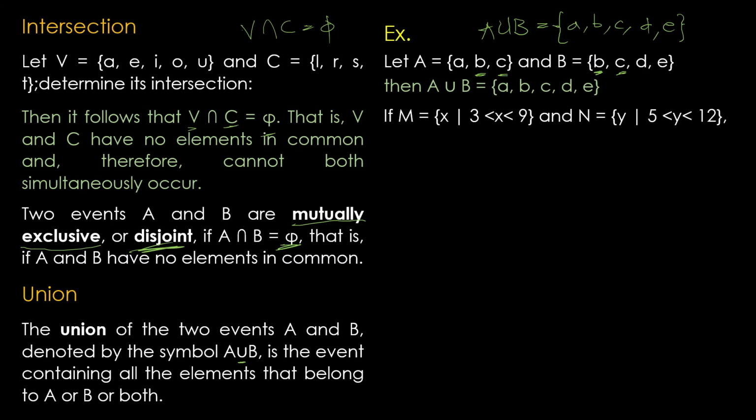Next. If M, we're going to use the rule method. If M is the set of all X such that X is in between 3 and 9, and event N is equal to the set of all Y such that Y is in between 5 and 12, the question is, what is the union between event M and event N? Okay, anyone? Okay, let's try to draw that on a number line.